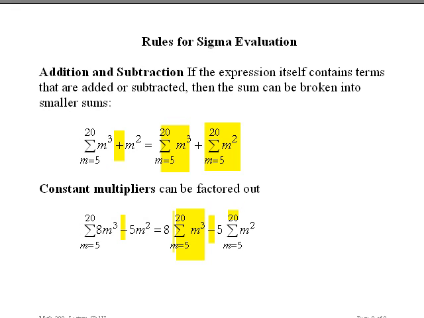Same thing here. I can sum m squared when m is going from 5 to 20. When that sum is done, then I multiply by 5. That can really be a very great savings in the number of calculations that you have to do. But also, the fewer calculations you do, the fewer chances you have of making mistakes.